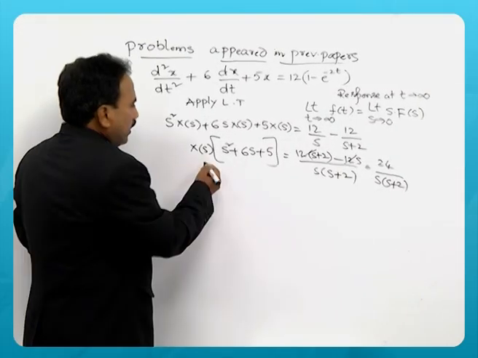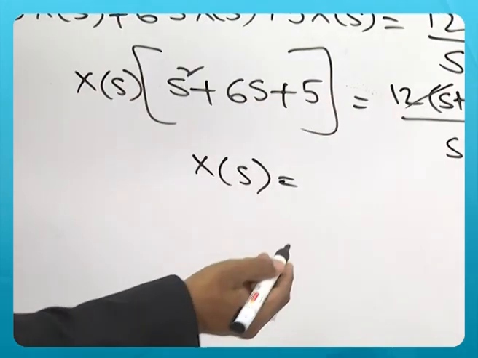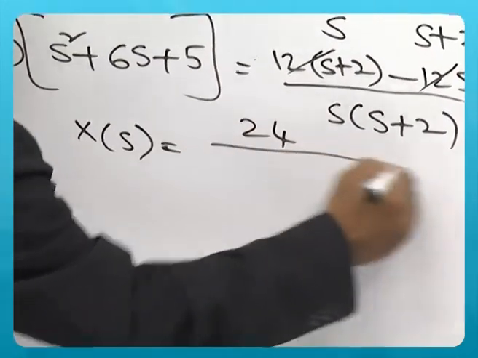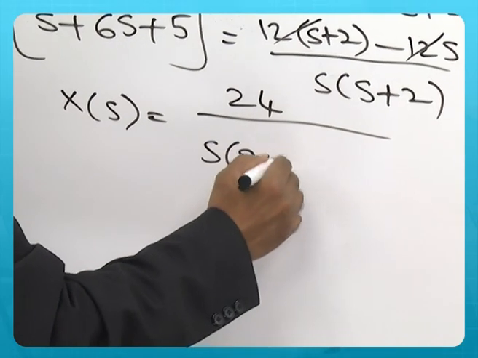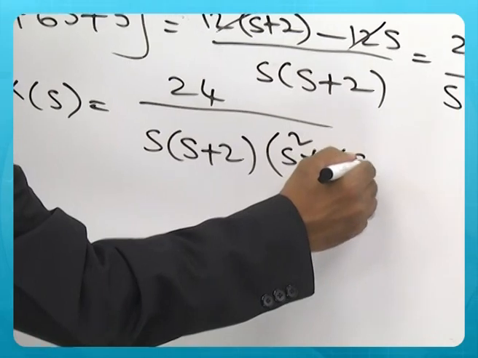Now, X of s I want to know. So take this term to the right hand side: 24 by s into s plus 2 into s square plus 6s plus 5.